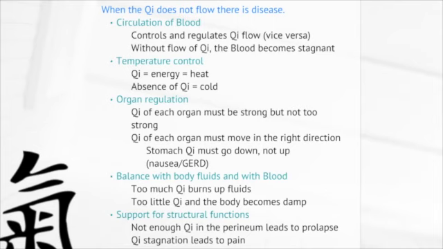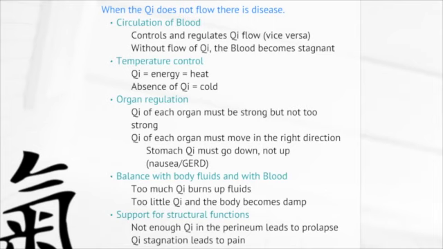You also have balance with the body fluids and with the blood. So too much qi, too much heat, and you've literally boiled off all the fluids. And these folks end up with a red face, and the heat rises up to the top of their head, and they have migraines, and they have hypertension. Right? Because all of the energy and the heat is going in the wrong direction.